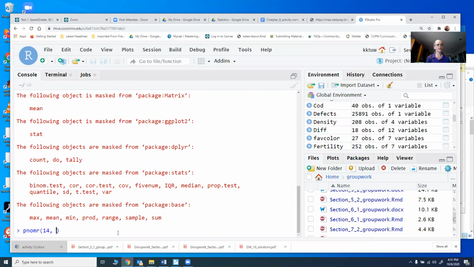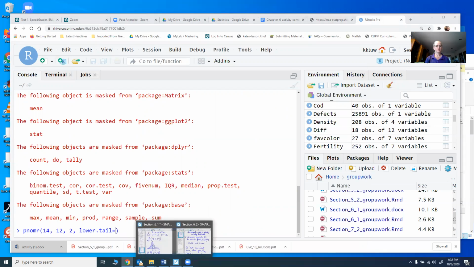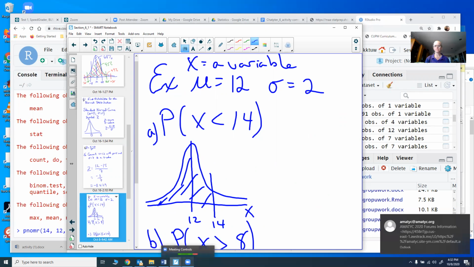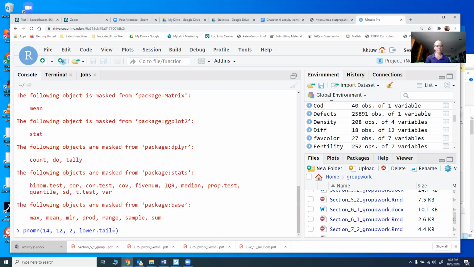We're then going to put in our mean value. Our mean value was 12. And we're going to put our standard deviation value. Our standard deviation was 2. And the last thing we need is what we call lower tail. If I go back to my picture here for just a moment, I'm looking at being below. So I'm in the lower part of the curve. So lower tail is kind of the lower part of the curve, even though it's got a lot of the curve shaded. And so lower tail is true.